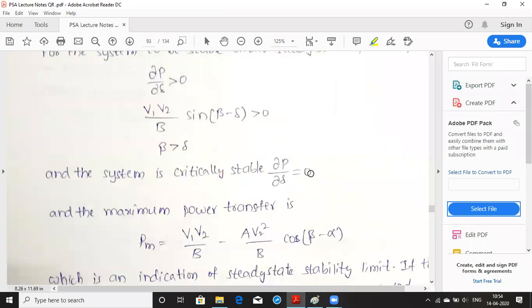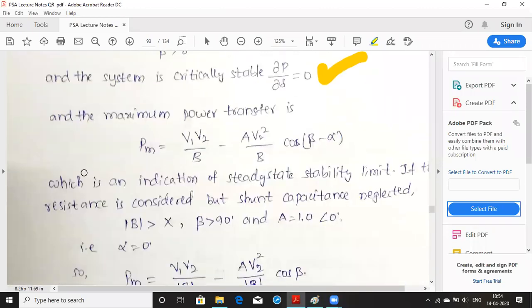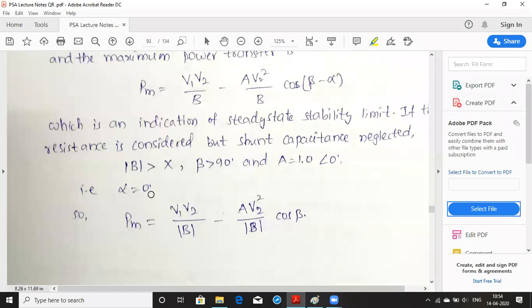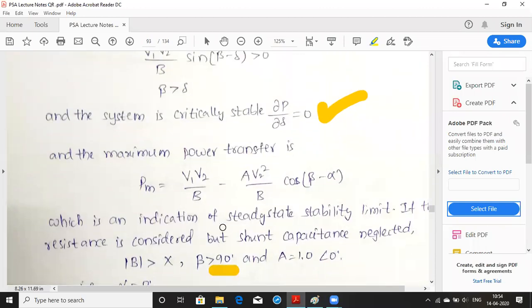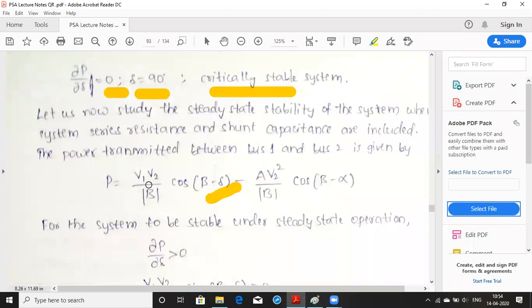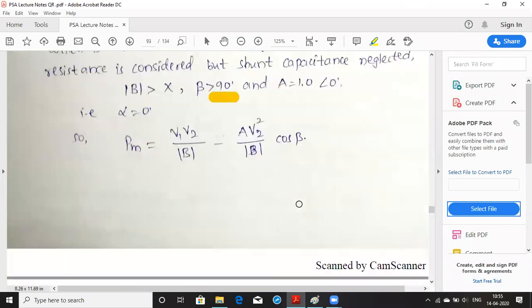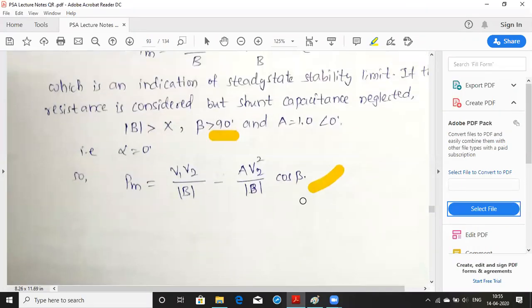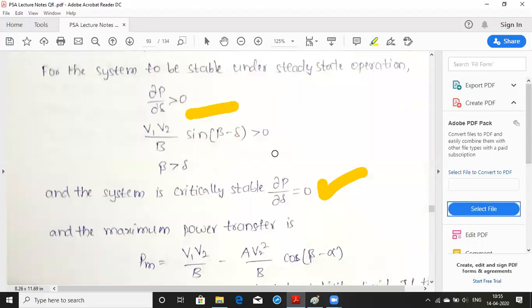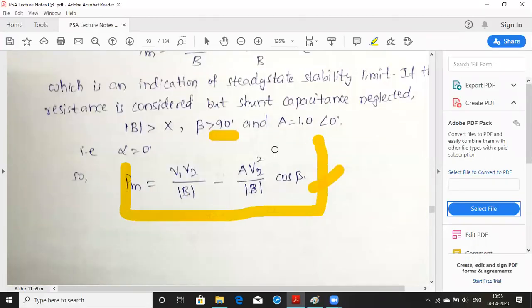For a critically stable condition, dP by d delta will be exactly equal to 0. If you substitute the same conditions, that is A equal to 1 at an angle alpha of 0 degrees, neglecting the shunt capacitance and also the resistance, then B is exactly X at 90 degrees. If you substitute delta equal to beta in this equation, you will get V1 V2 by B minus A V2 square by B cos of beta minus alpha. We have already done this equation.